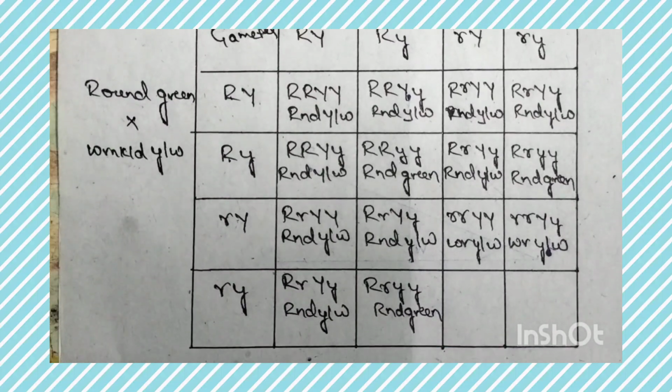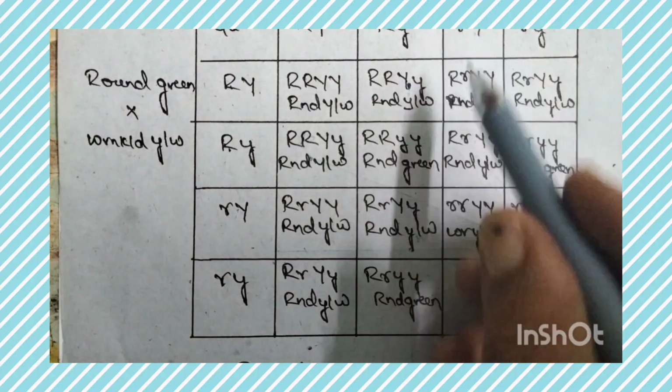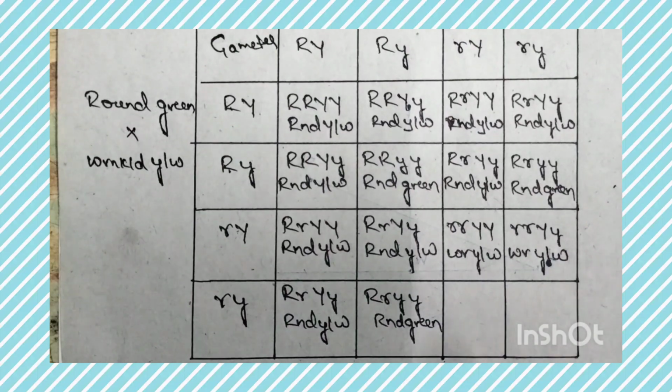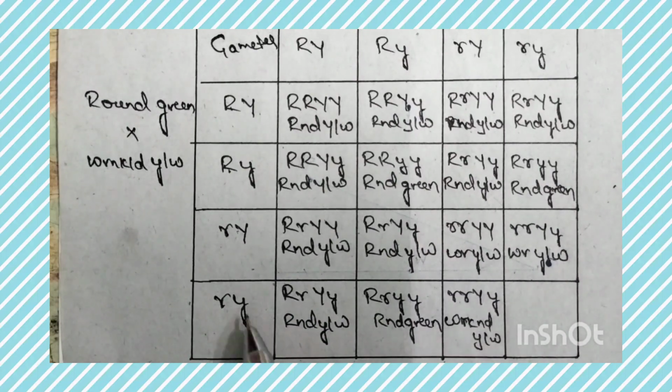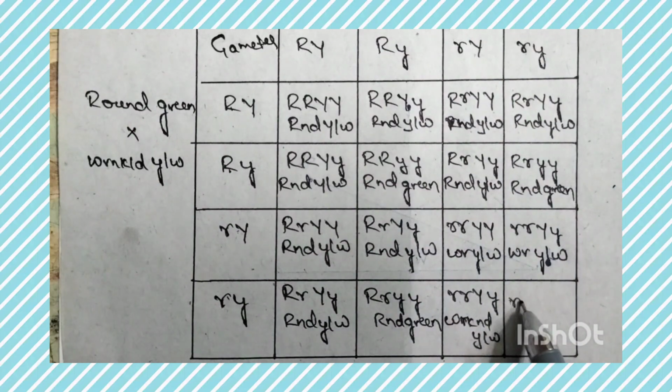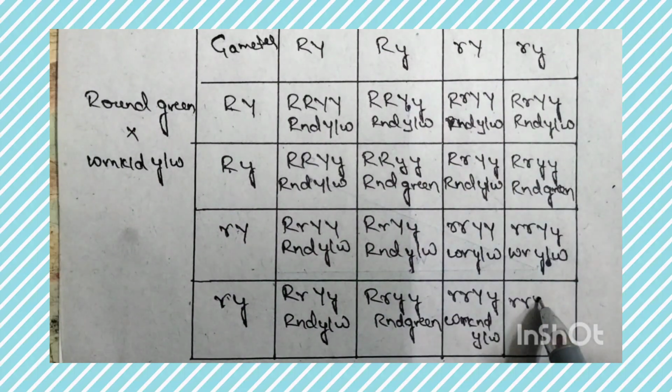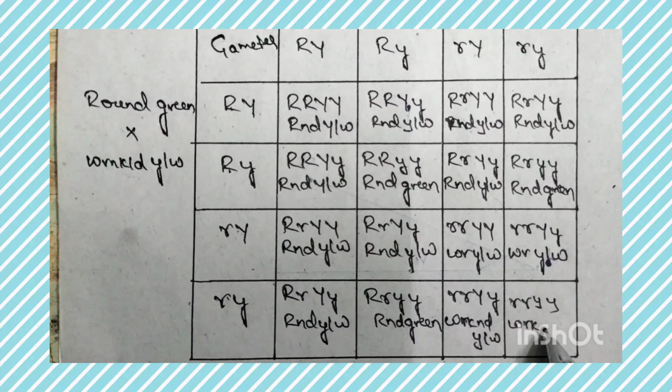Round green. Next, small r, capital Y, small y. So wrinkled yellow. Small r, small y. So wrinkled green.